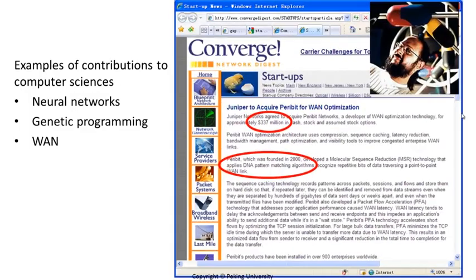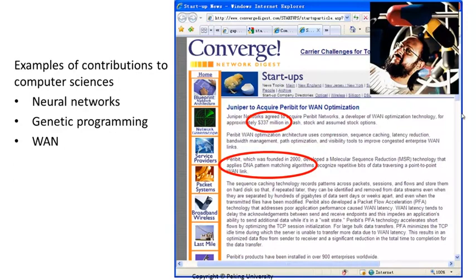Another good example is one of my fellow graduate students at Stanford University, Amit Singh, who, after learning about the BLAST algorithm in class, used the idea to develop a novel algorithm for wide area network optimization. The company he founded in 2000, Parabit, was later acquired by Juniper Networks for $339 million US.